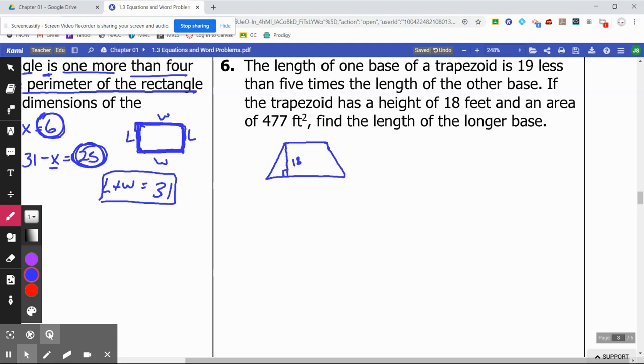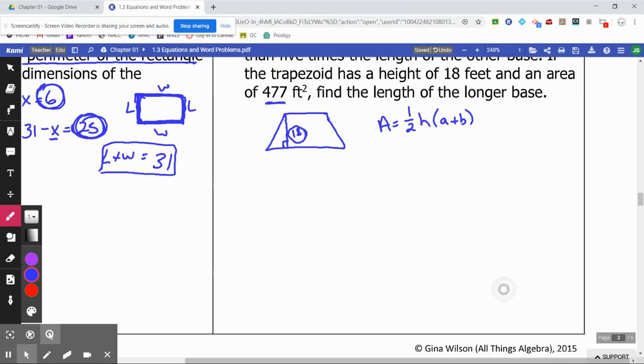Now this is a little tricky. The way that you find the area of a trapezoid, area is equal to 1/2 times the height times base 1 plus base 2. We'll call them A and B, which is actually the two unknowns that we have. They give you the height, 18. They also give you the area, 477. So what we've got to do here is plug in 477 for the area. We have the 1/2 built into the formula. We know the height is 18, but we have no idea what A or B is equal to.